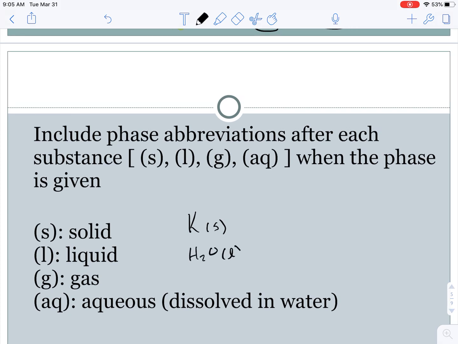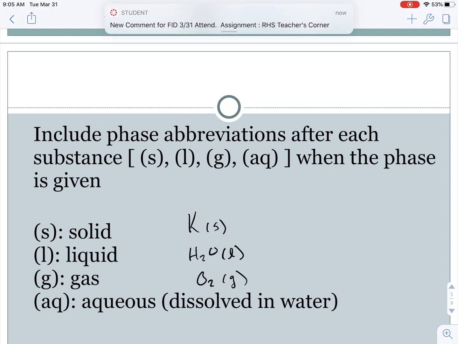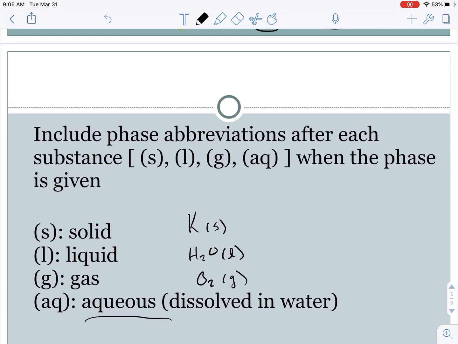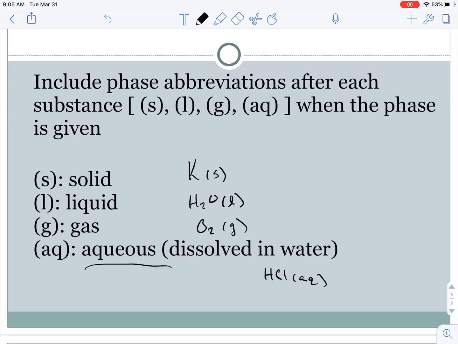You might be working with water. Water, for the most part, comes as a liquid, right? You might be working with oxygen gas, right? So you might see something written like O2 with a G next to it that's telling you that oxygen exists as a gas. The one that you haven't seen much before is aqueous. Aqueous just means that it's dissolved in water. A lot of times we talk about acids this way or different things that are dissolving in water. So, for example, hydrochloric acid, right, is never really pure. So we call it aqueous, that it is a little bit watered down.